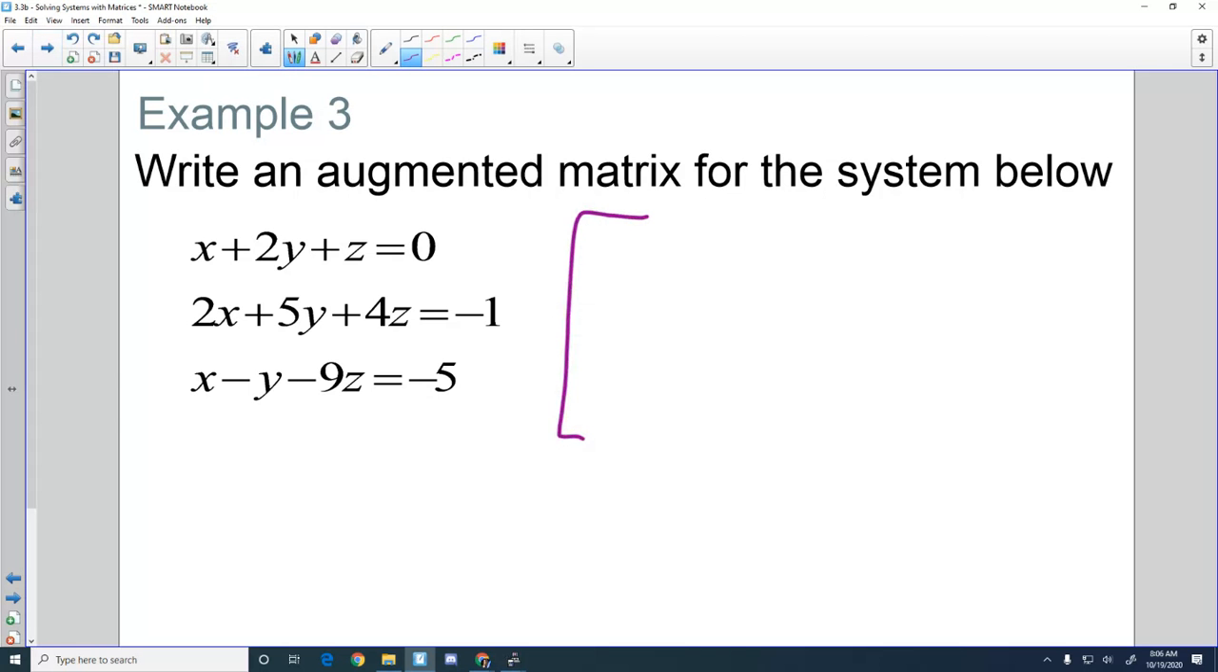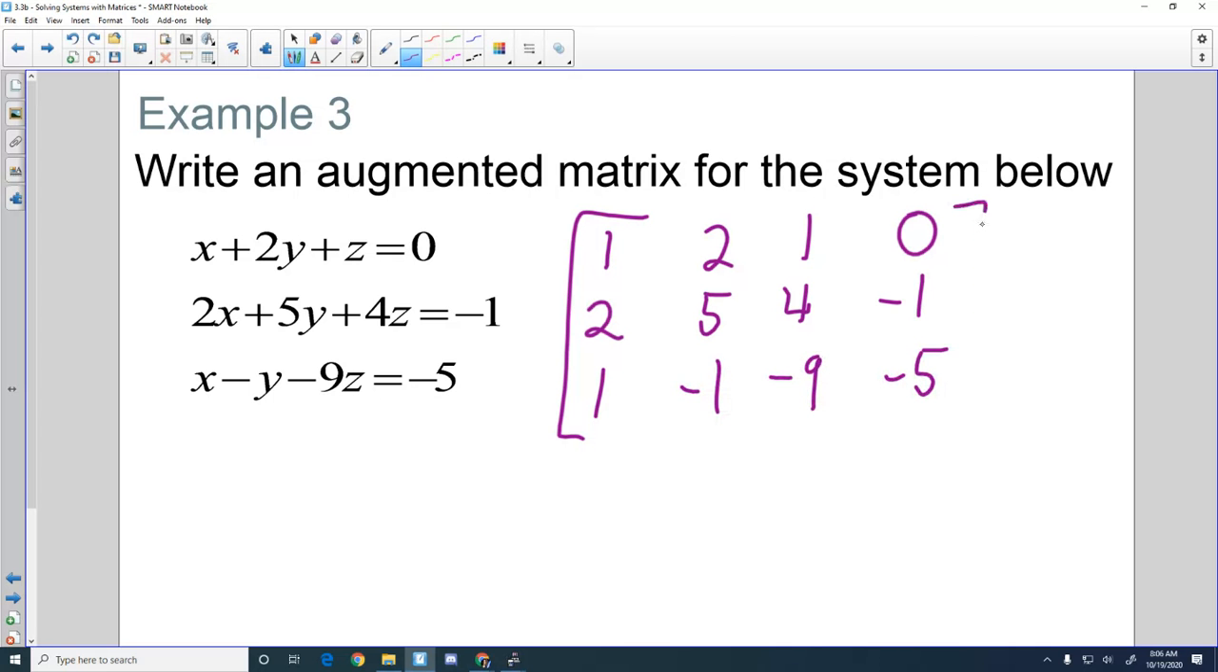Since all 3 of them are already in standard form, you really are just writing just the numbers. So across the top, the coefficient of the x is a 1, the coefficient of the y is a 2, the coefficient of the z is a 1, and the constant is a 0. You just do that for all 3 lines. So row 2 should be 2, 5, 4, negative 1, 1, negative 1, negative 9, negative 5.